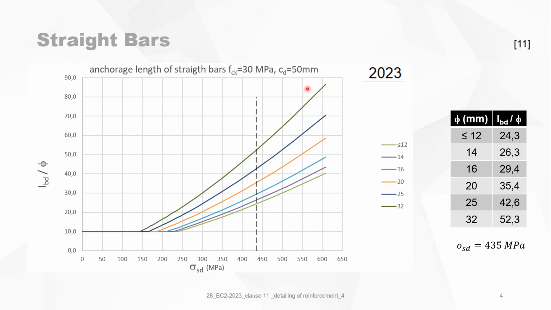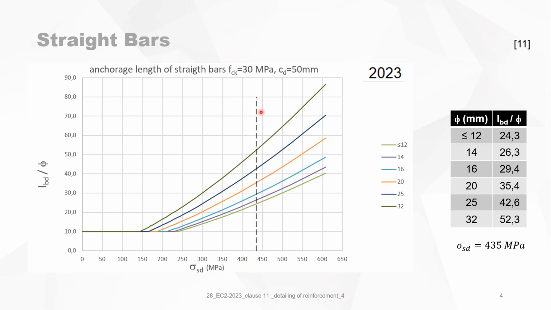In version 2004 of Eurocode 2, it is a straight line. So you must be careful: if your steel stress now doubles, in the present Eurocode it also doubles the anchorage length, but in Eurocode version 2023, it does not necessarily do so. It can be different because this is not now a straight line.